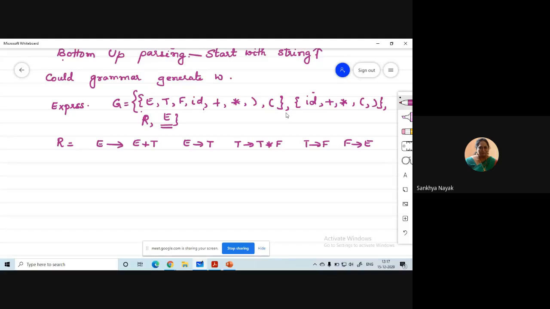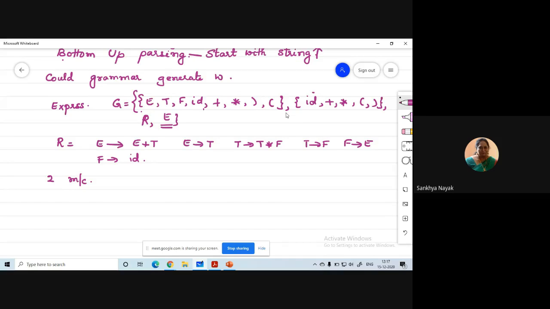T derives F, and F derives E, and also F derives ID. Right? This was after removing the recursion. E derives E plus T, E derives T, T derives T star F, T derives F, F derives E, and F derives ID. So using this example, we'll design two machines which accept these expressions, one using the bottom-up method and one using the top-down method.